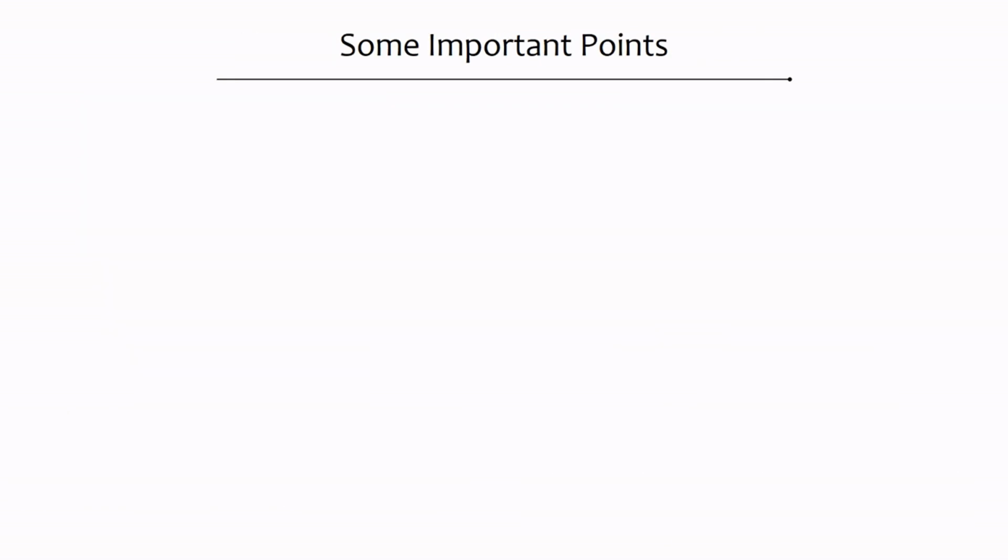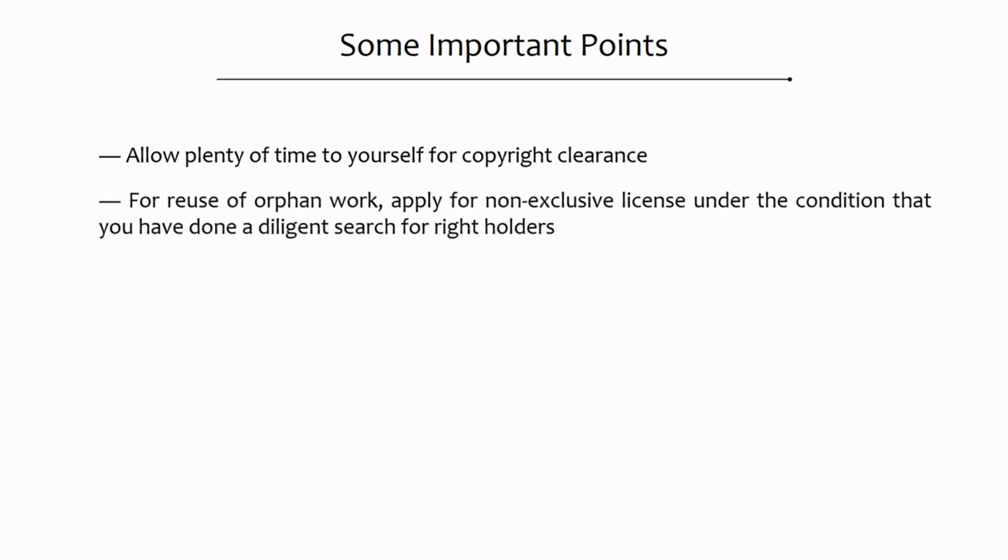Then let's discuss a little bit about some important points which you should remember to avoid plagiarism in the case of illustrations. In order to avoid plagiarism, you have to allow plenty of time for copyright clearance. By following this, you will check for copyright protected illustrations and request necessary permission for reuse of others' material. For reuse of orphan work, you have to apply for a non-exclusive license. You can apply for this license under a single condition only. And the condition is that you have done a diligent search for the right holders. This means you searched for the copyright holder but did not find them in any source.